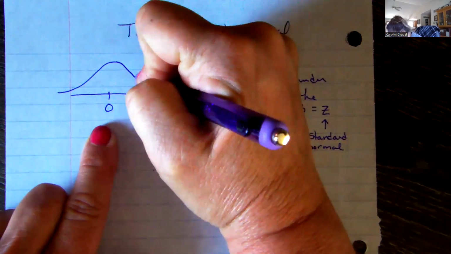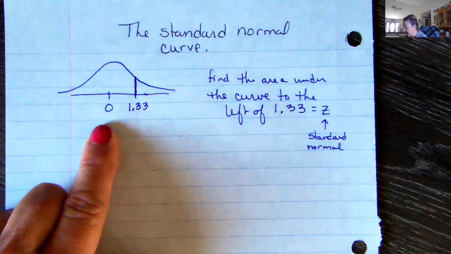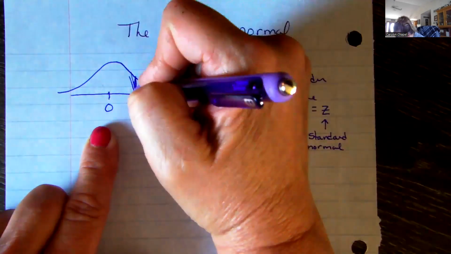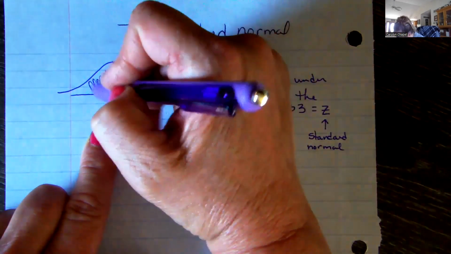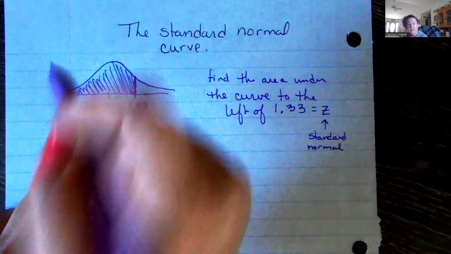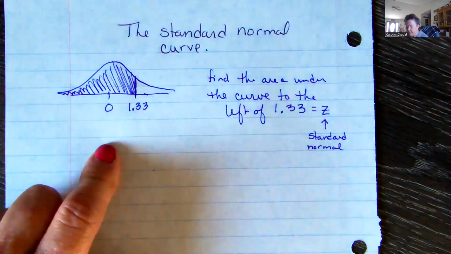And I'm just going to draw a line. And we want to find the area to the left. So that means I want to find out what this area is. Okay.